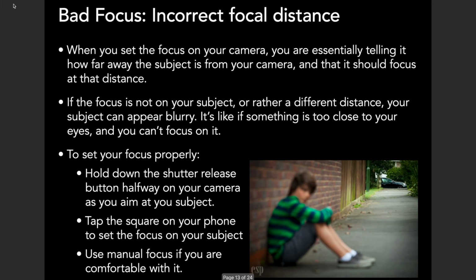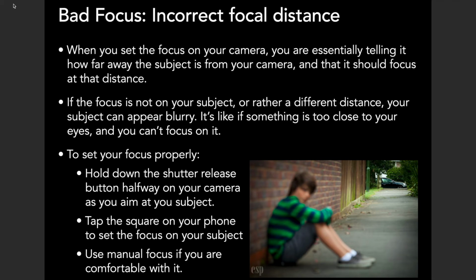The other possibility for bad focus is incorrect focal distance. So basically, just like your eyes, when you look around, you focus at different distances. If you look at something closer to you, you focus closer. If you look at something farther away, you focus on that. And if something is too close to your eyes, it's blurry, right? You can't focus on it if it's too close to your eyes.